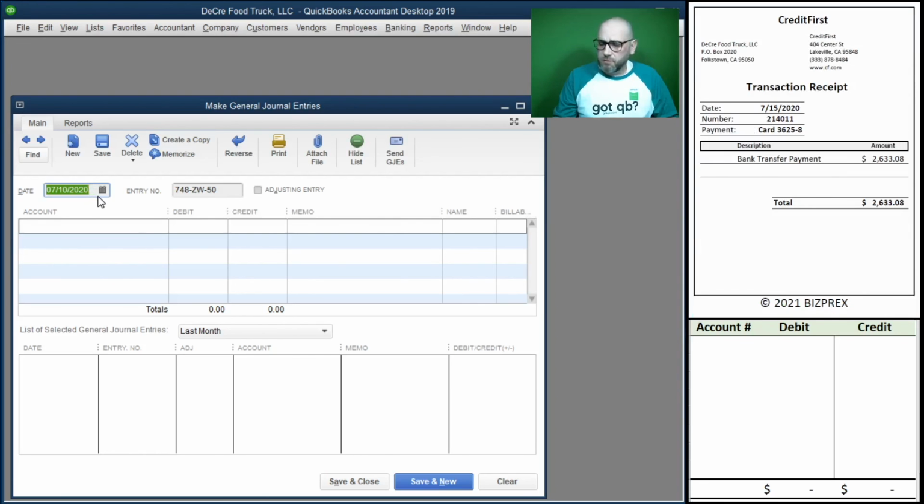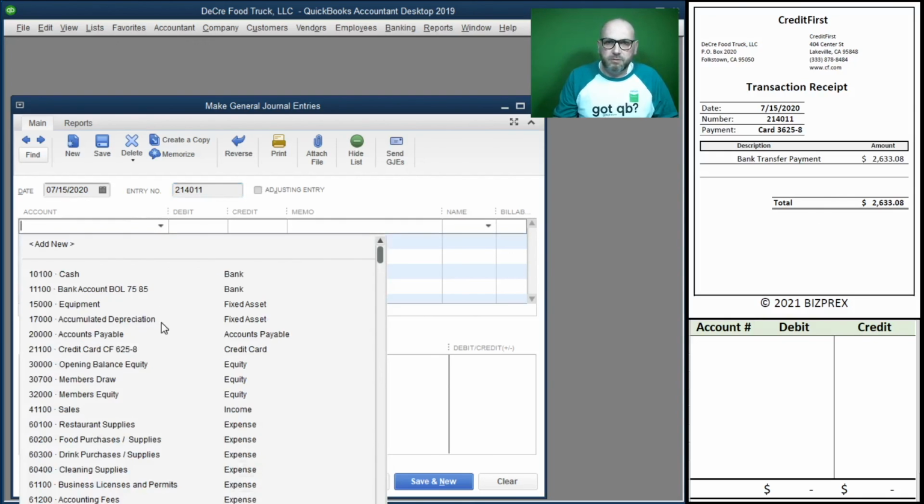Alright, and then we have our credit card payment. Again, there are multiple ways to do this one. There's also a certain button under banking, and we'll cover it in the next one. But this is another way to do it. So again, debits and credits are right here.